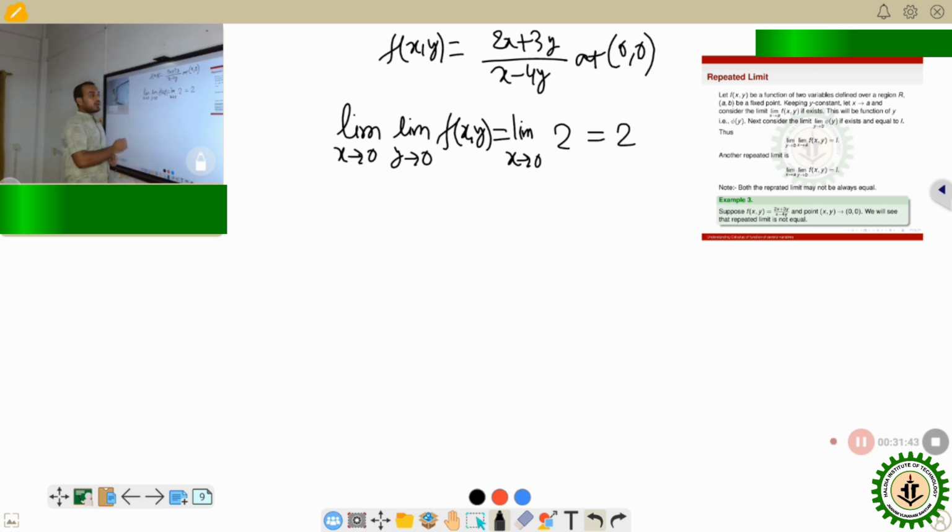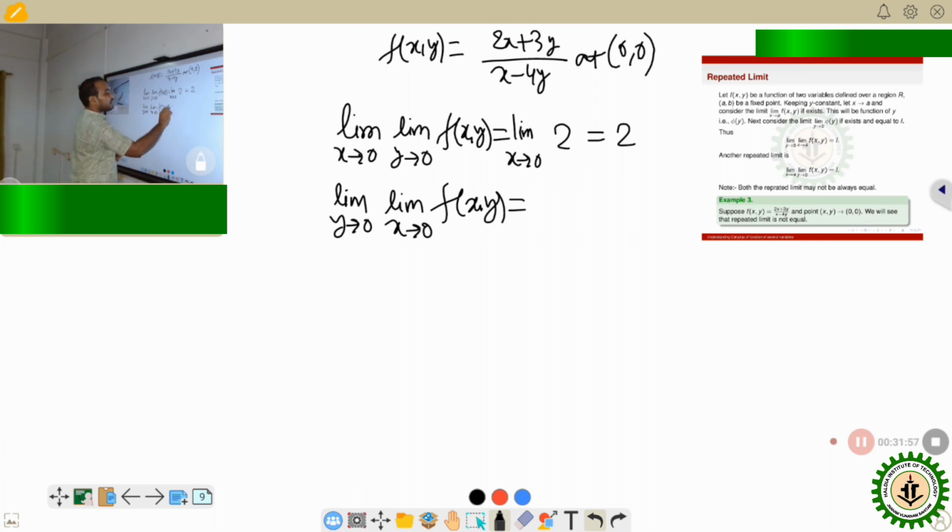But if we change the order of the limiting, that is, limit y tending to 0 and limit x tending to 0 of this f of x,y, that means you have to approach the limit of the function f of x,y first as x tending to 0. So x tending to 0, limit y tending to 0 will be given as it is, but as x tending to 0, substitute x equal to 0, that means 2x will be 0 and x will be 0. That means y will cancel out, that gives you 3 by minus 4, that is exactly minus 3 by 4.